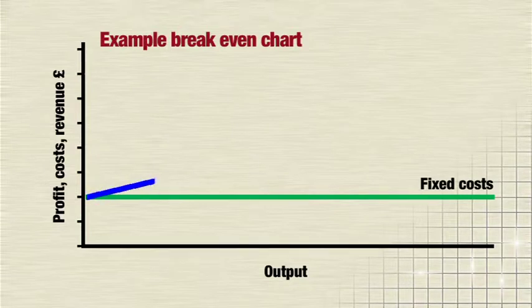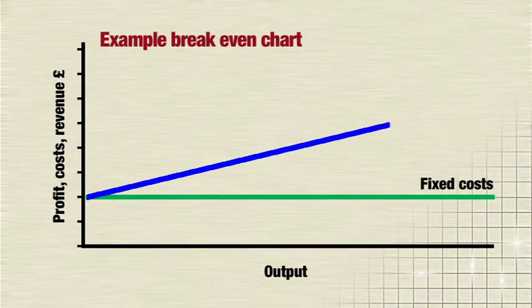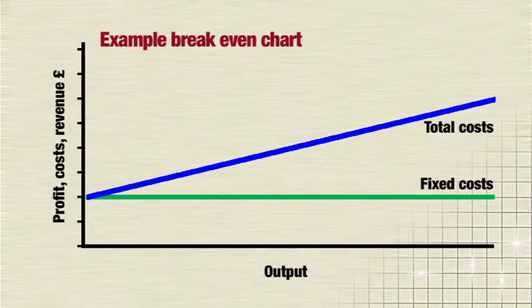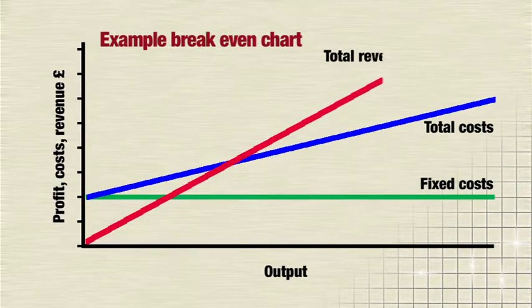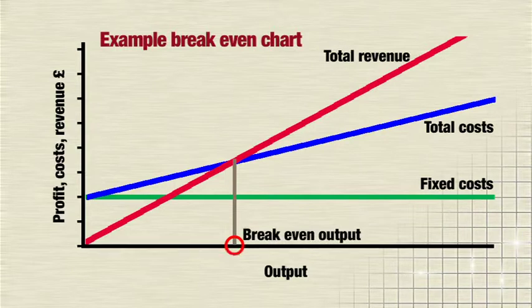Then draw on the total cost line, which will run from the fixed cost line because total costs include fixed costs and variable costs. Then draw on the total revenue line, which starts from 0 in the corner here. Make sure that all the lines are clearly labelled. Where your total costs and total revenue lines cross is your break-even output. To the left of this point, the difference between the total costs and the total revenue line is loss, and to the right it's profit, because the total revenue is greater than the total costs.